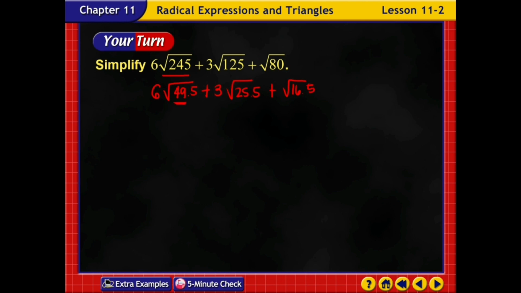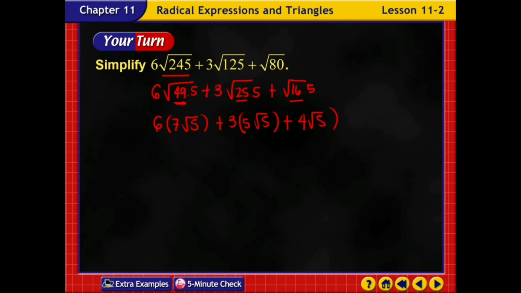Then we know that 49 is a perfect square. So that's now 6 multiplied by 7 times the square root of 5, plus 3 multiplied by the square root of 25, that is 5, times the square root of 5, plus we know that 16 is a perfect square also, that is 4 square root of 5.